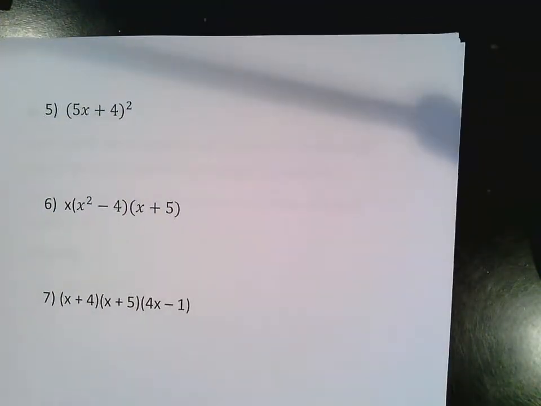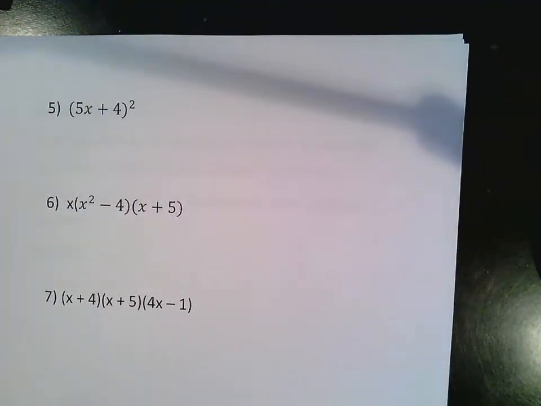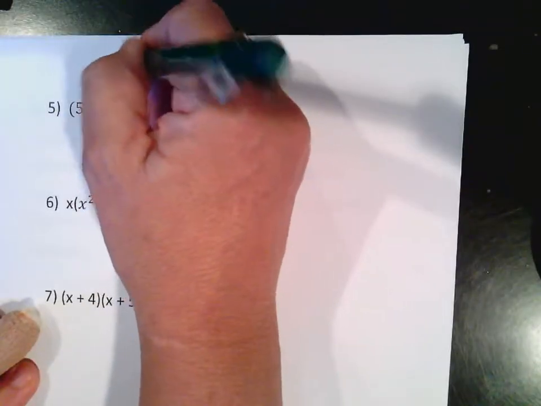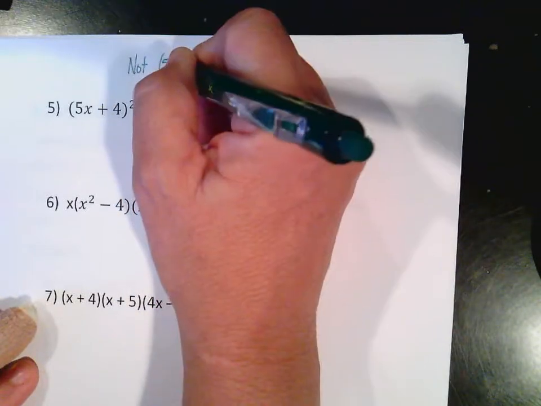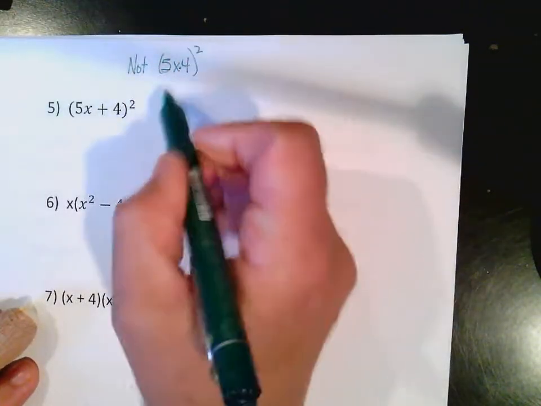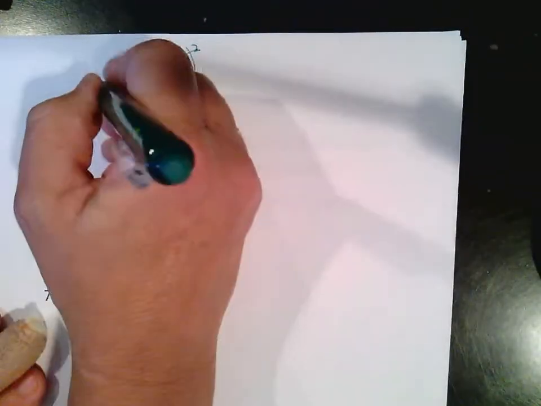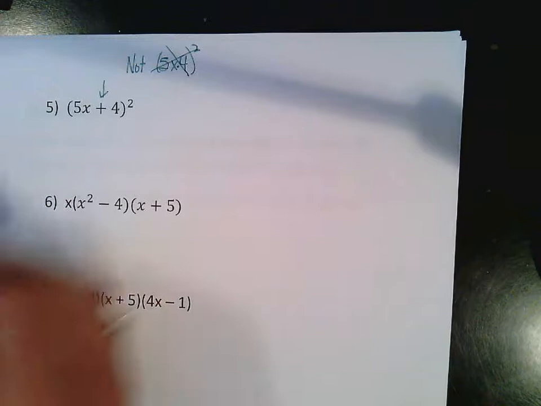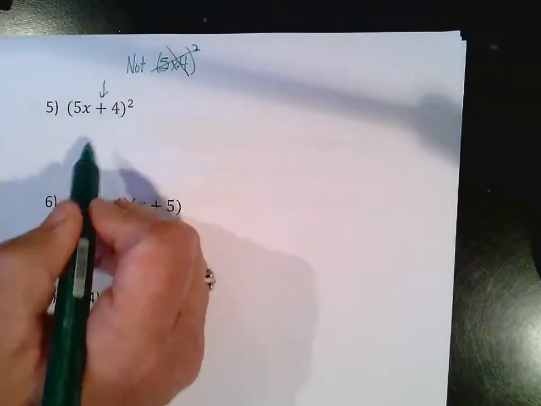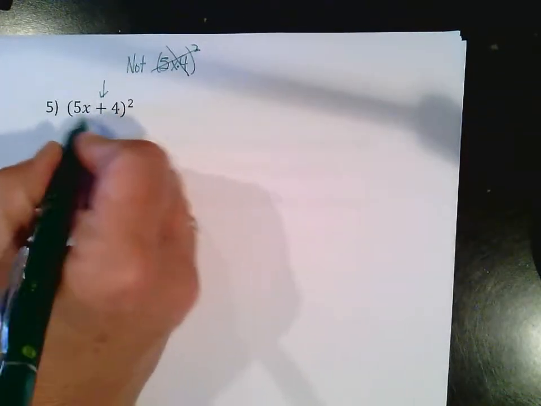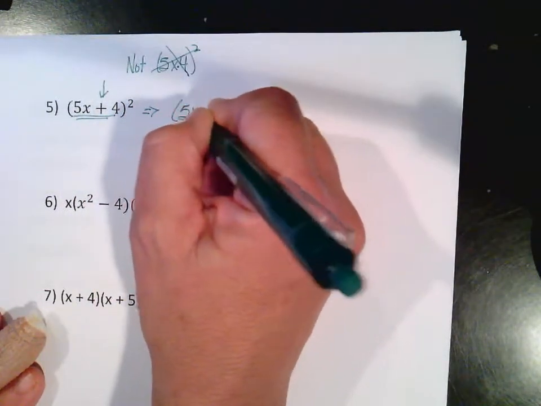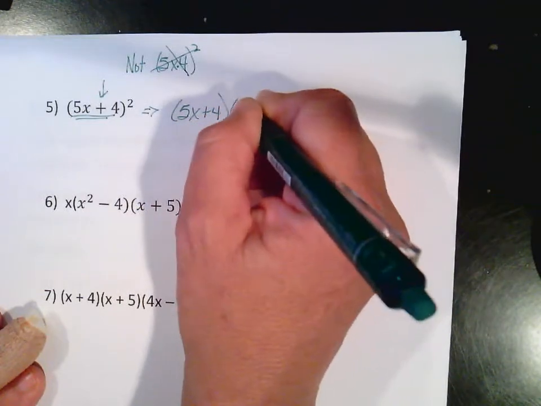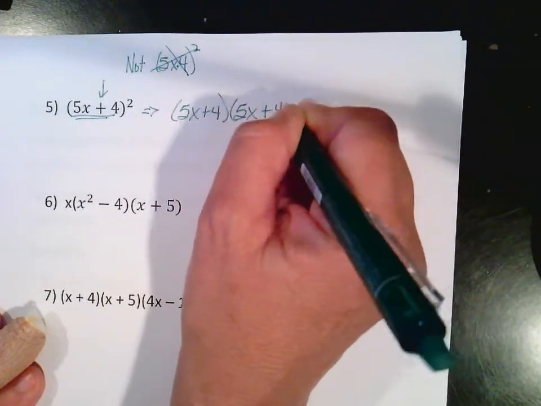Okay. This is a parentheses squared. This is not, if this was 5x times 4 squared, I could take a power to a power, but it is not that. When you have this addition in here, I cannot take 5x and square it and 4 and square it. What this means is I've got two of these parentheses. So what it really does mean is I've got 5x plus 4 times 5x plus 4.